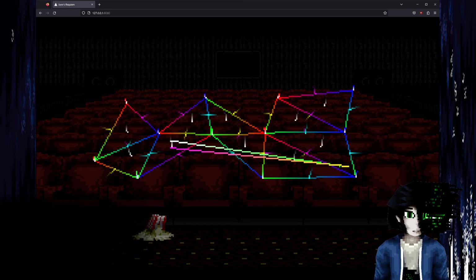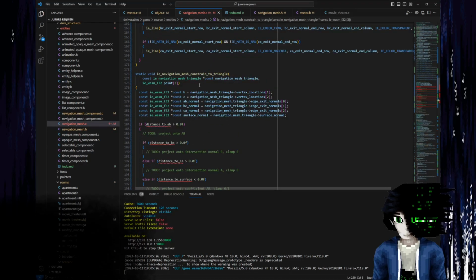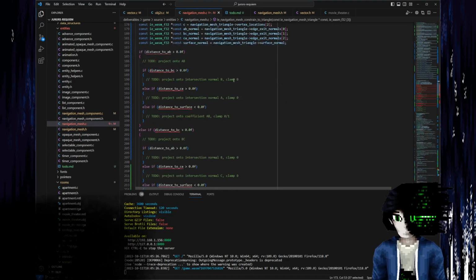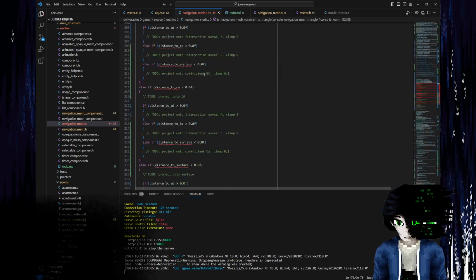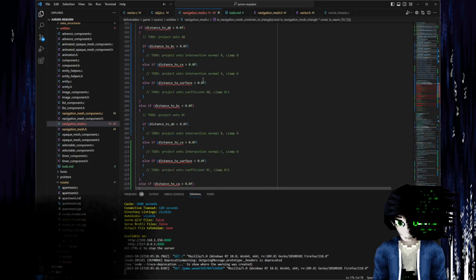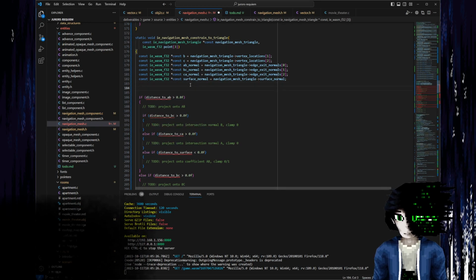Yeah. Right. So last time what we were working on was this final bit here where it constrains a point in space to within a triangle. We'd gathered all the information that we need, so things like the exit normals and the tangents used for plane intersections. And we worked out what the decision tree was going to be, and that's about as far as we got. So let's make this happen.